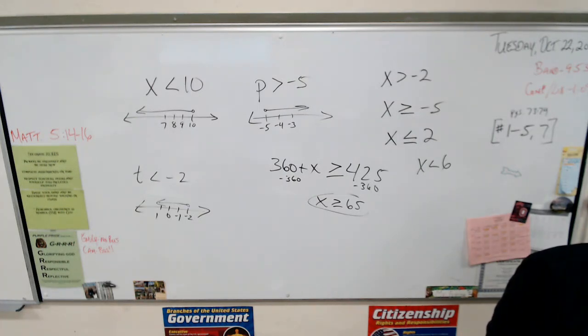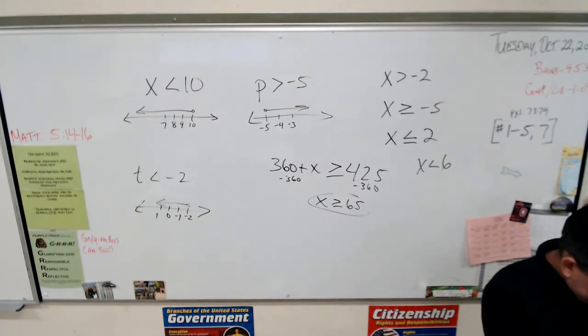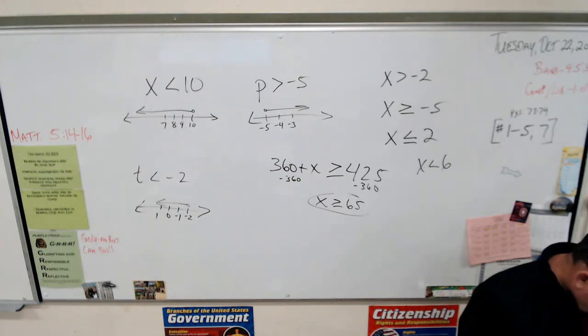Noah, just say number 18 to me. Z is less than or equal to 8. Just say number 19, Ev. J is greater than -4. Just say number 20, Cameron. W is greater than or equal to -15. And just say number 21, Ethan. N is less than 0.